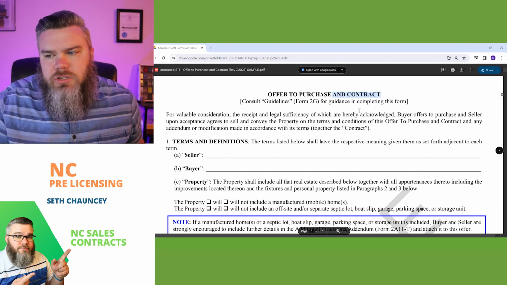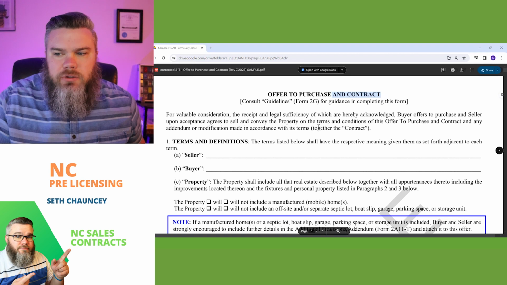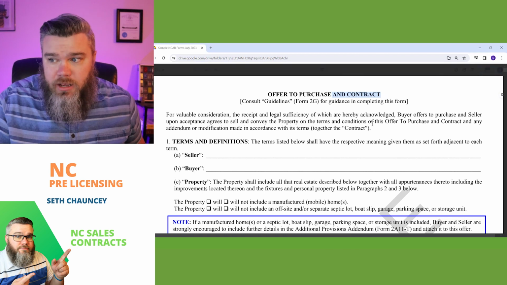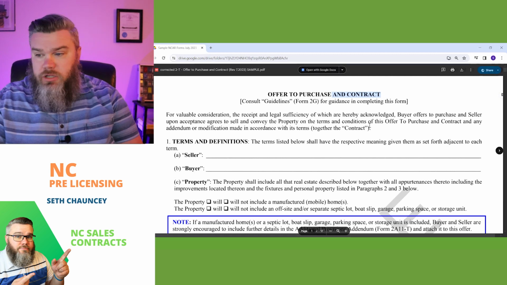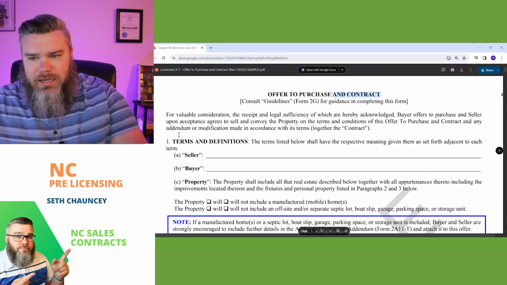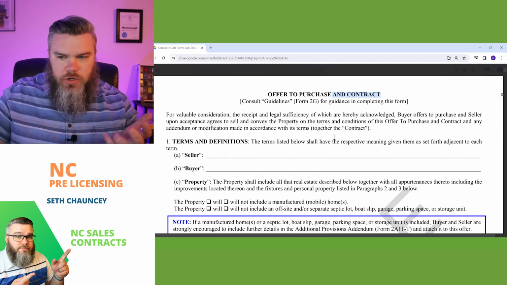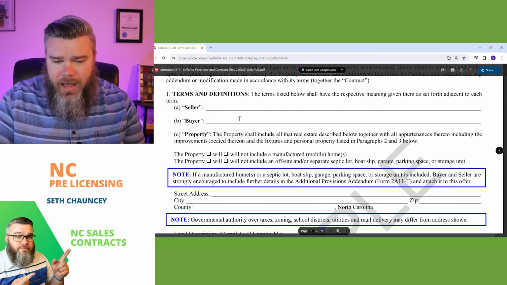Now, this is just talking about some basic verbiage. For valuable consideration, the receipt and legal sufficiency of which are hereby acknowledged, buyer offers to purchase, and seller upon acceptance agrees to sell and convey the property on the terms and conditions of this offer to purchase and contract, and any addendum or modification made in accordance with its terms, together referred to as the contract. So here's where we would outline the seller and the buyer.